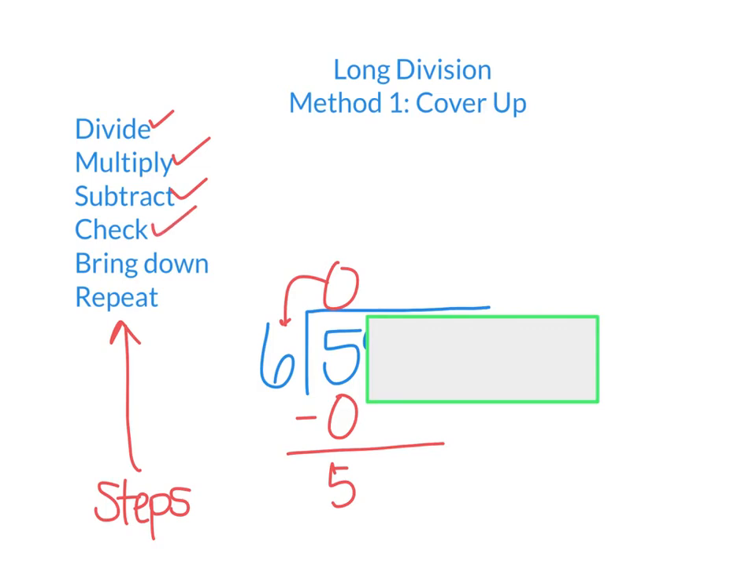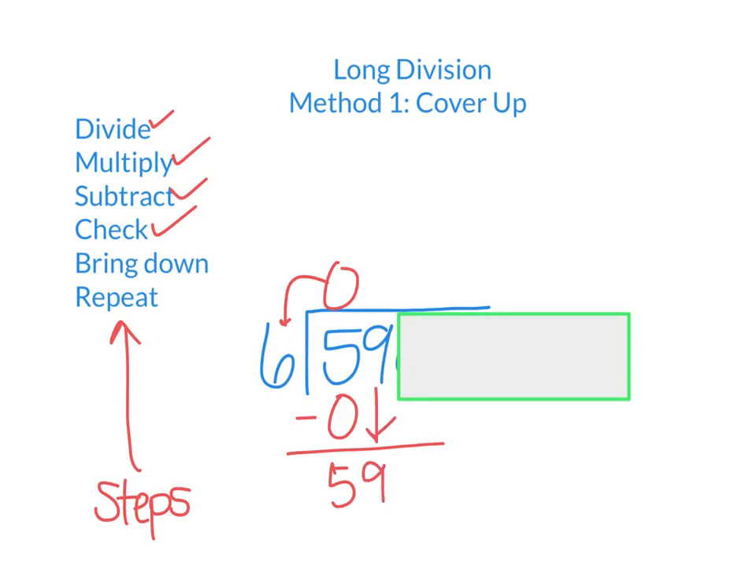After I check, I need to bring down. So I'm going to slide over, find my next number, bring that down next to my 5. Now I'm ready to divide 6 into 59. How many times does 6 go into 59? Which is 9 times. 9 times 6. Here, I'll start my steps over.